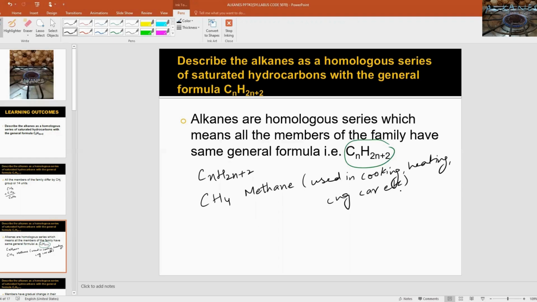Let's work out the molecular formula of the second member of alkane. Here the value of n will be 2, so C will be 2, and in order to get the number of hydrogen atoms, we have to multiply 2 by 2. We will get 4, C2H4. We will then add 2. We'll get H6. Therefore, the molecular formula will be C2H6, it is ethane.